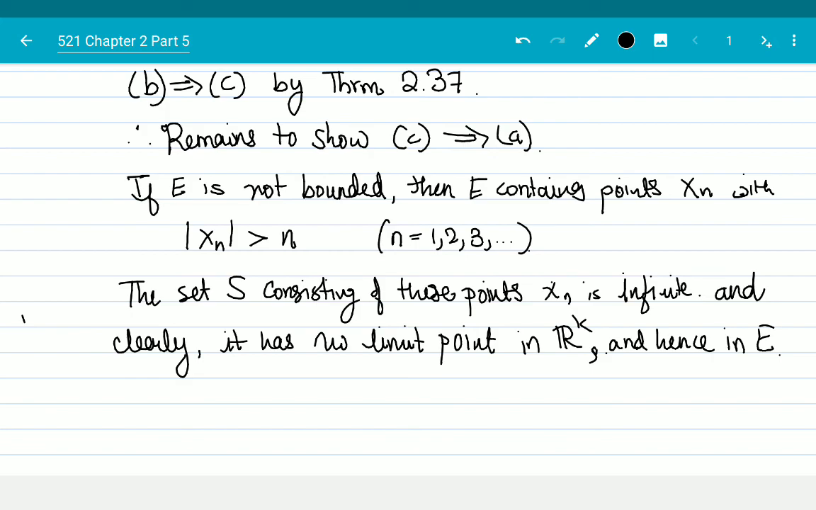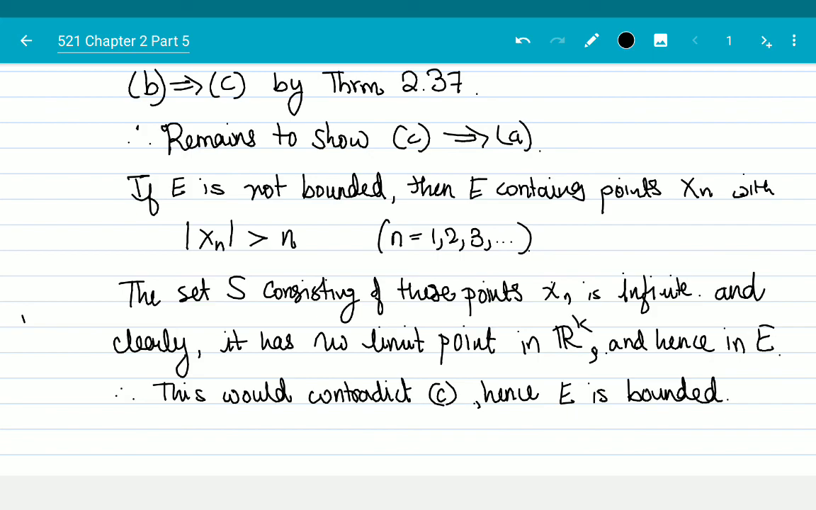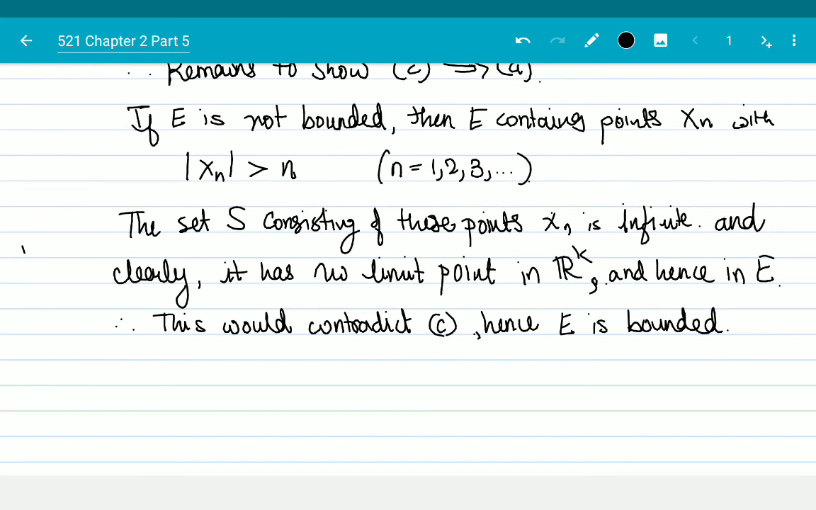Which contradicts the fact that every finite subset of E has a limit point, and therefore E is bounded. This would contradict. Hence, E is bounded. Great. We have shown that E is bounded.